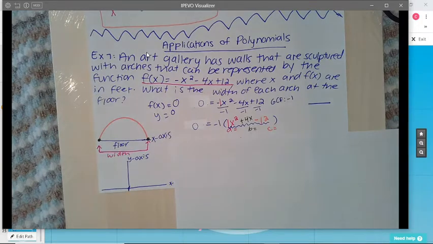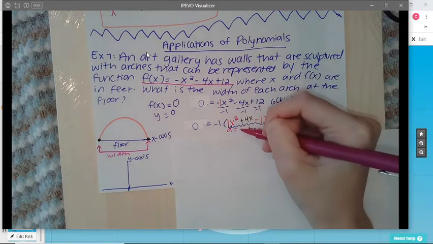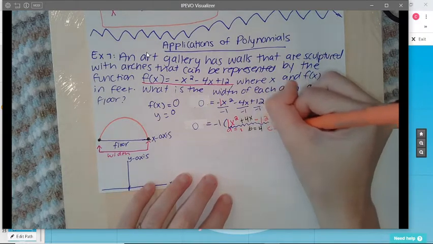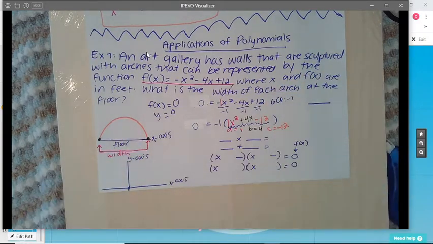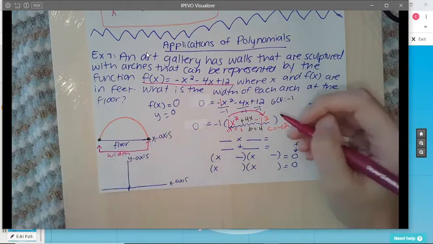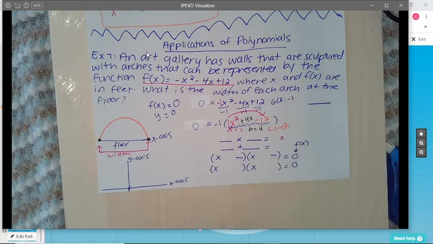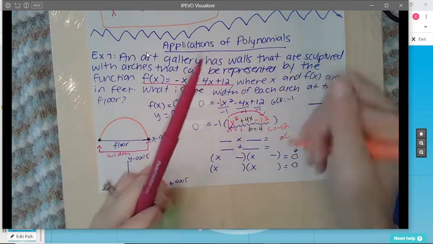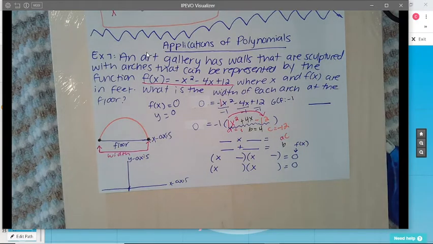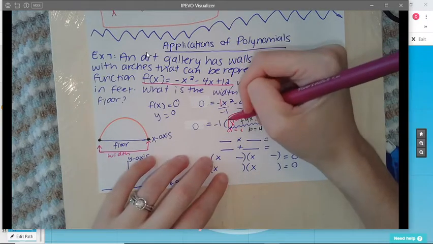Let's start identifying the A, B, and C. My A is going to be 1. My B is going to be a 4. And my C is going to be negative 12. So let's start solving. I'm going to start by sliding and dividing. I'm going to slide A to C. I want to find two numbers that will multiply to be AC and eventually add to be B. But let's start with the sliding and dividing process.